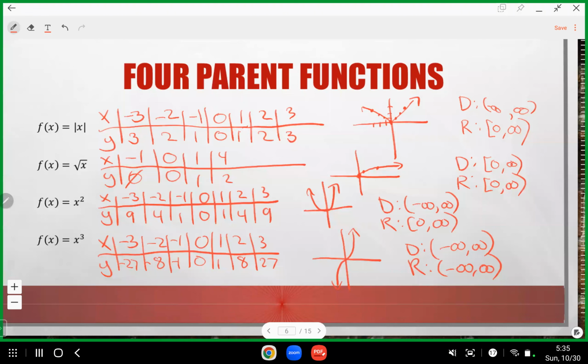So everybody remember them. Of course, we also have a line, but we already learned about those. These are our new parent functions.